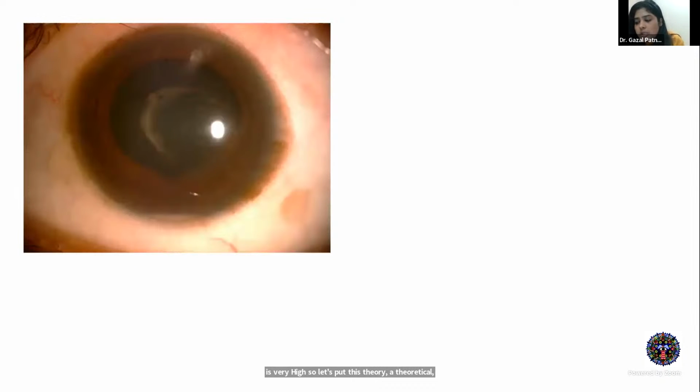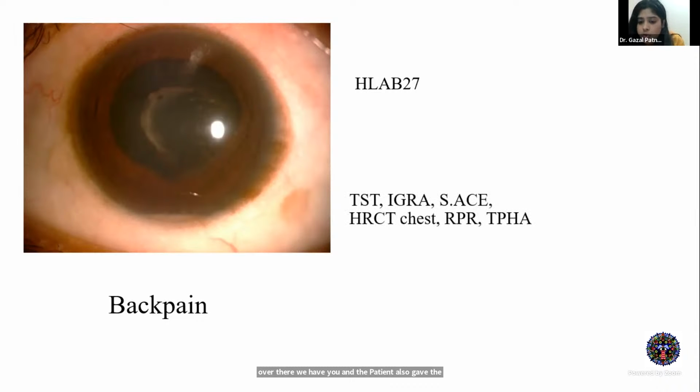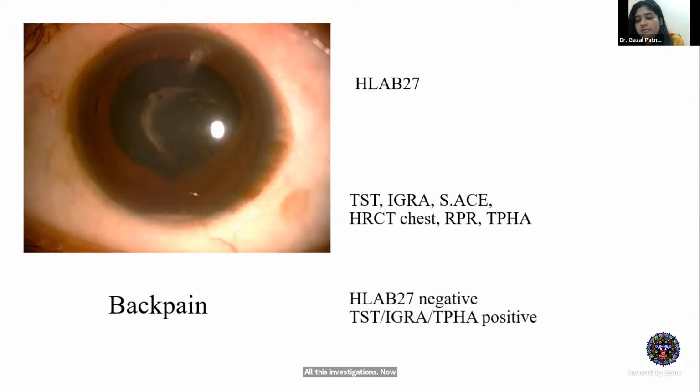Actually, investigations all start the moment the patient walks into the room. So this patient had a fibrinous reaction and hypopyon. The patient also gave a history of back pain, and we ordered HLA-B27 in this patient. Also, we did fishing in the wrong direction, ordering all these investigations. Now the patient came with HLA-B27 negative and all these other tests being positive.